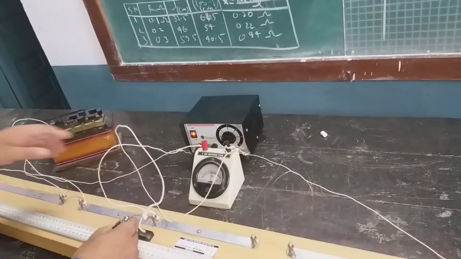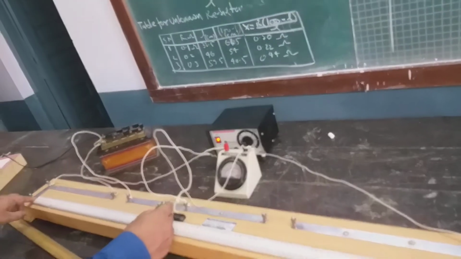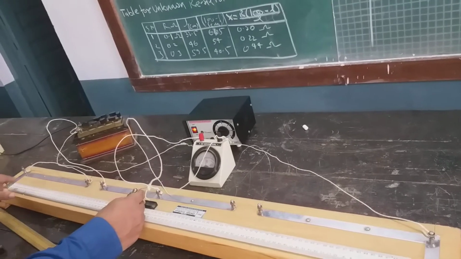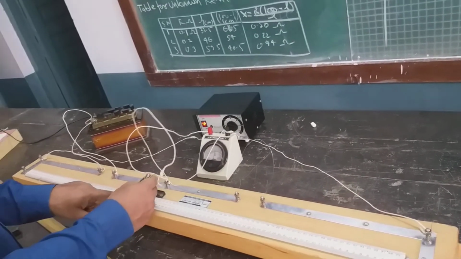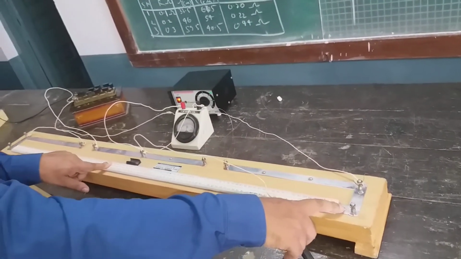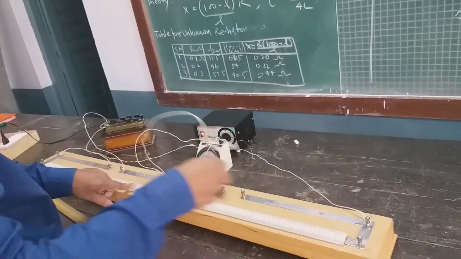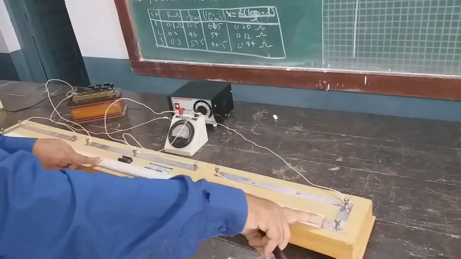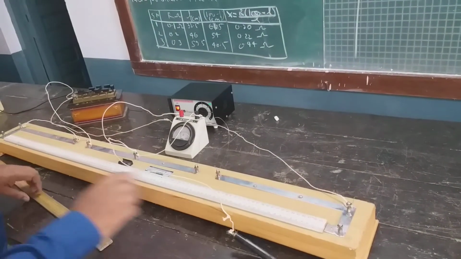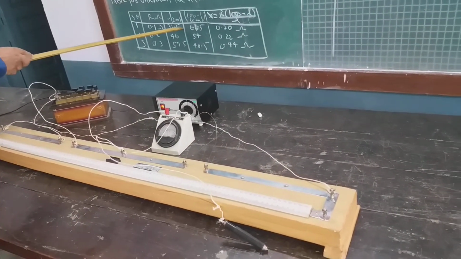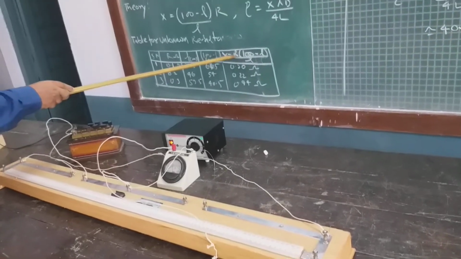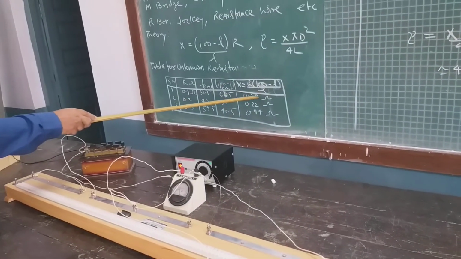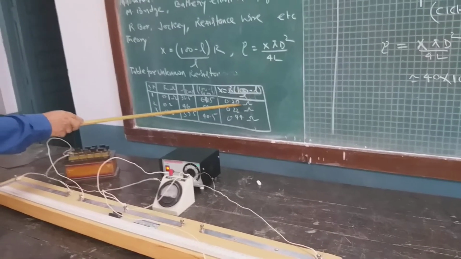This means that this length, if we take A as the end, from A to jockey J, this is L, and from jockey J to this end, this is 100 minus L. If this is 44 centimeter, the rest of this length will be 56 centimeter. So in this way we have calculated the value of L and 100 minus L. Now we'll put the value of R, L and 100 minus L in this working formula, and this will be the value of the resistance.